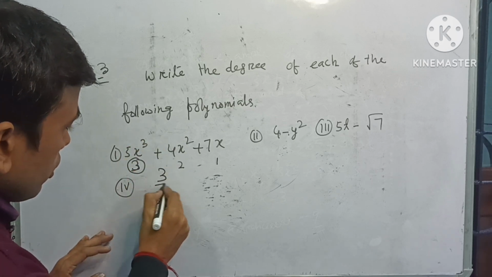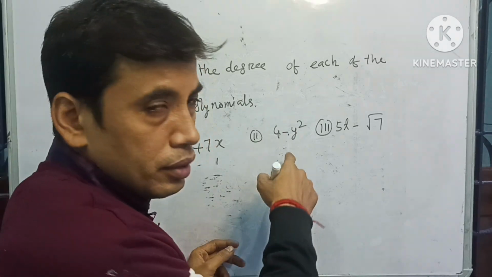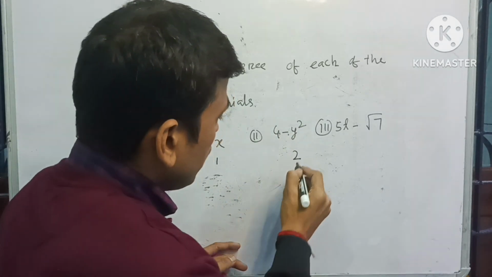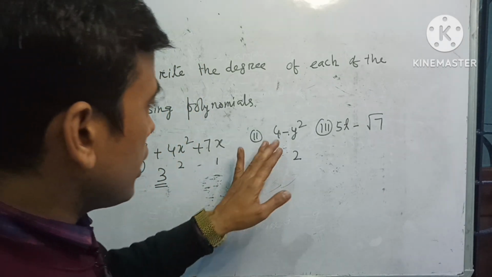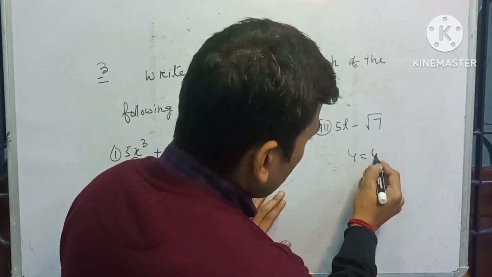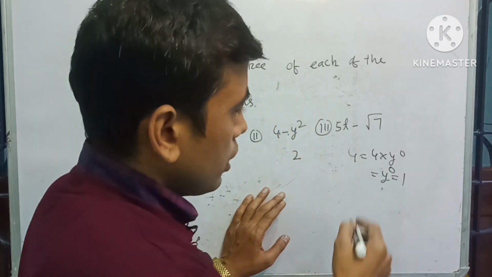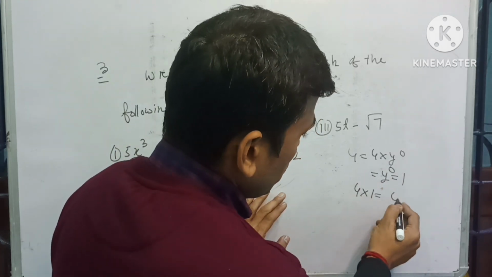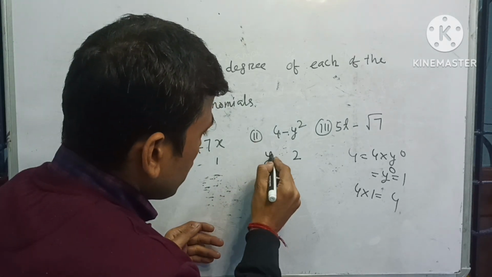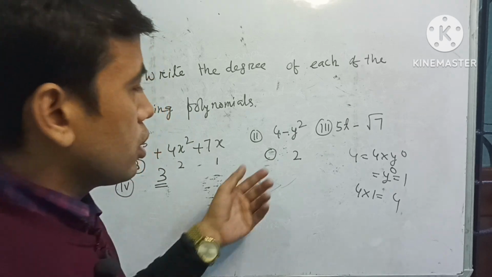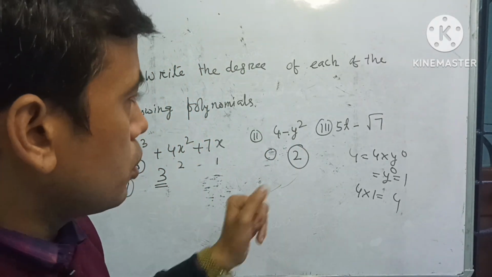Okay. Now see 4 minus y square. Here the variable is y. Here the exponent of y is 2, and here we don't see any variable. But in the last class I discussed that 4 can be written as 4 into y to the power 0, because y to the power 0 is equal to 1. That means 4 into 1 means 4. So here we can take a variable whose power is 0. So the greatest power is 2. So the degree of this polynomial is 2.